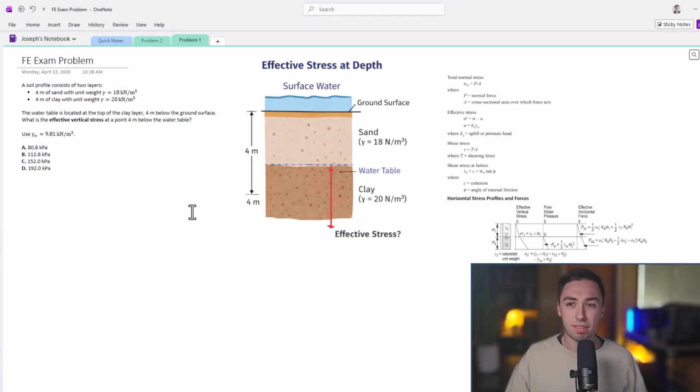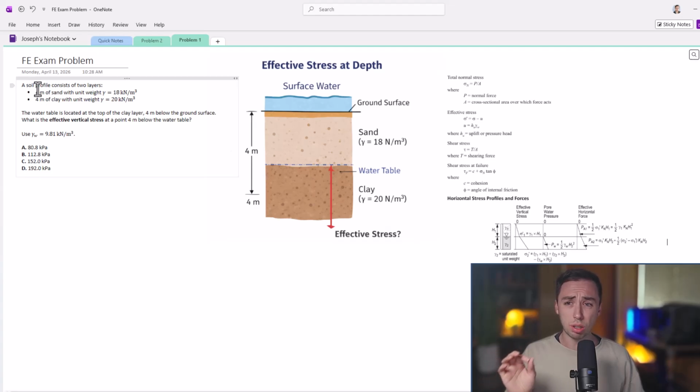Okay, so we have the FE exam problem. We have effective stress at a depth with a diagram. You may have to draw this diagram yourself on the test, but for visual reference, I wanted to put this here. This is the FE exam excerpt from the reference manual. On the test, I would search for something like effective stress or uplift pressure head if you get a problem like this, and it should show the part in the manual that you need to use.